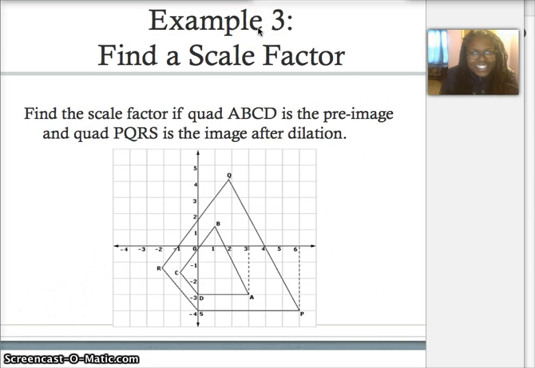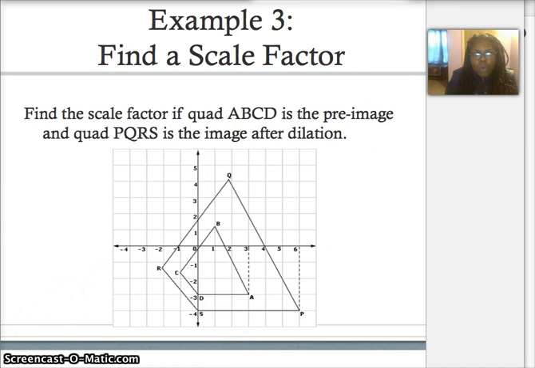All right, let's take a look at example 3. Example 3 harkens back to some of the old stuff we've done, because we know how to compare an original figure with another figure, like a model or scale drawing, and that's what we have here. We're going to find the scale factor if quadrilateral ABCD, the smaller one, is the pre-image, and quadrilateral PQRS is the image after dilation.